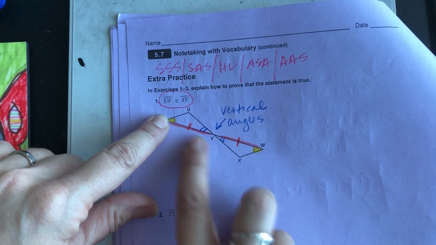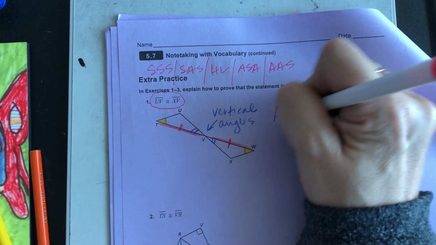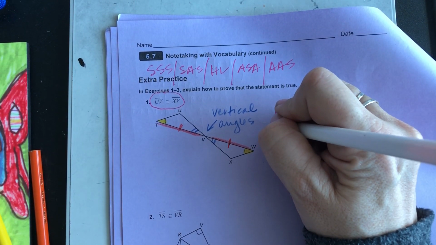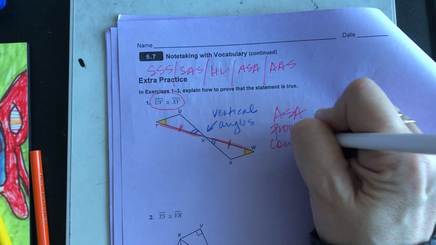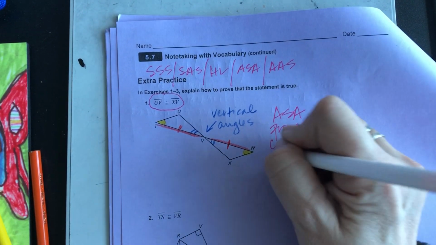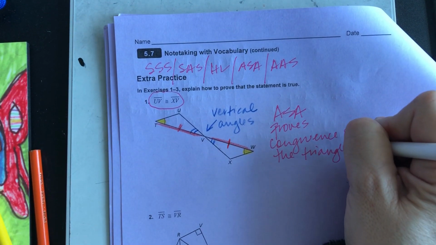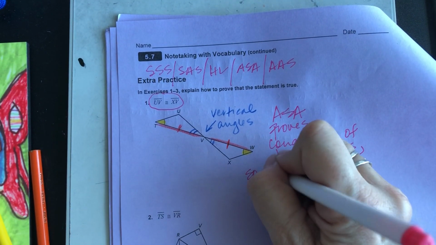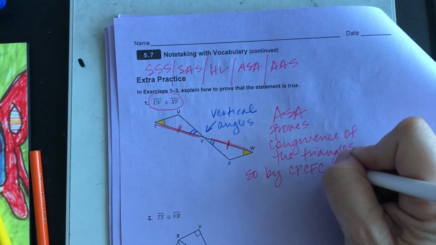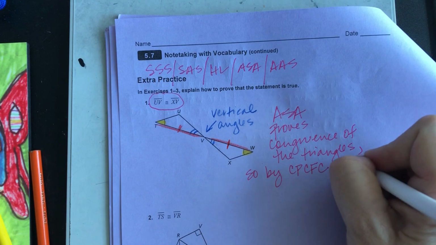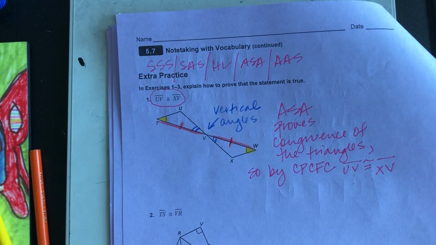You got it. So our color coding, I'm going to say this, ASA proves congruence of the triangles. So by corresponding parts of congruent figures are congruent, that side UV has got to be the same as side XV.